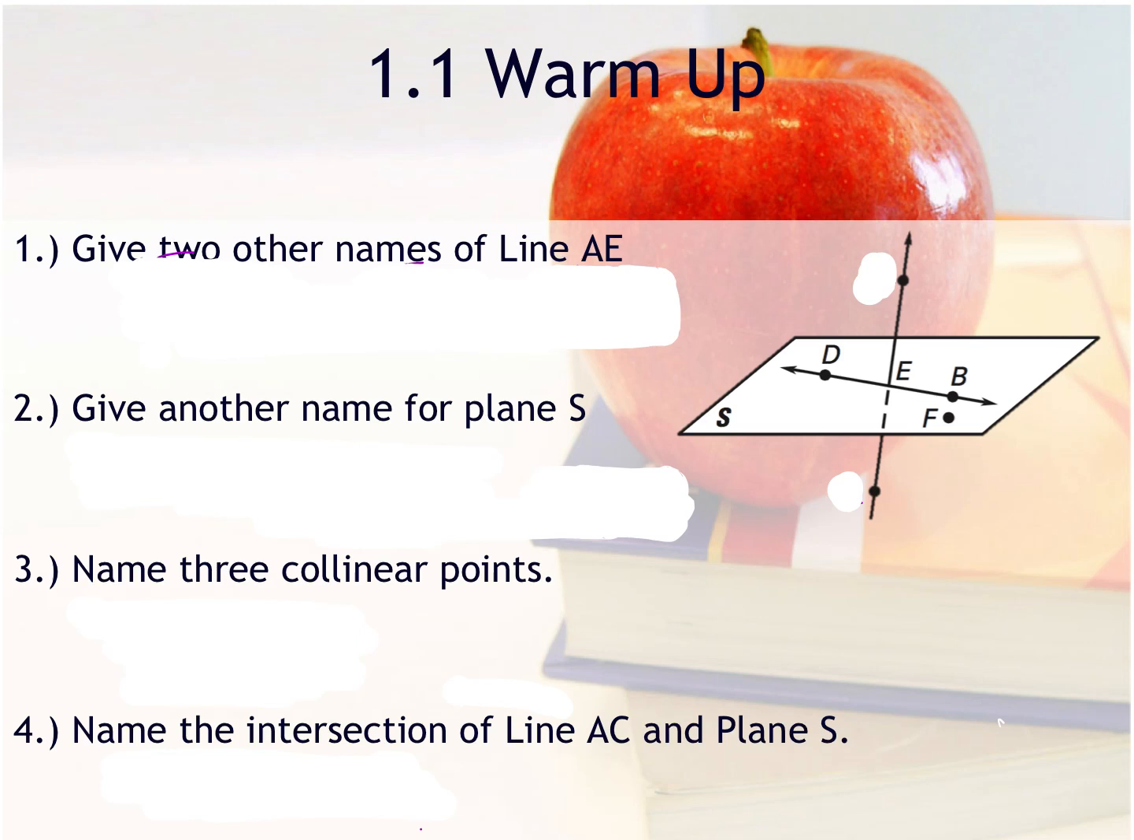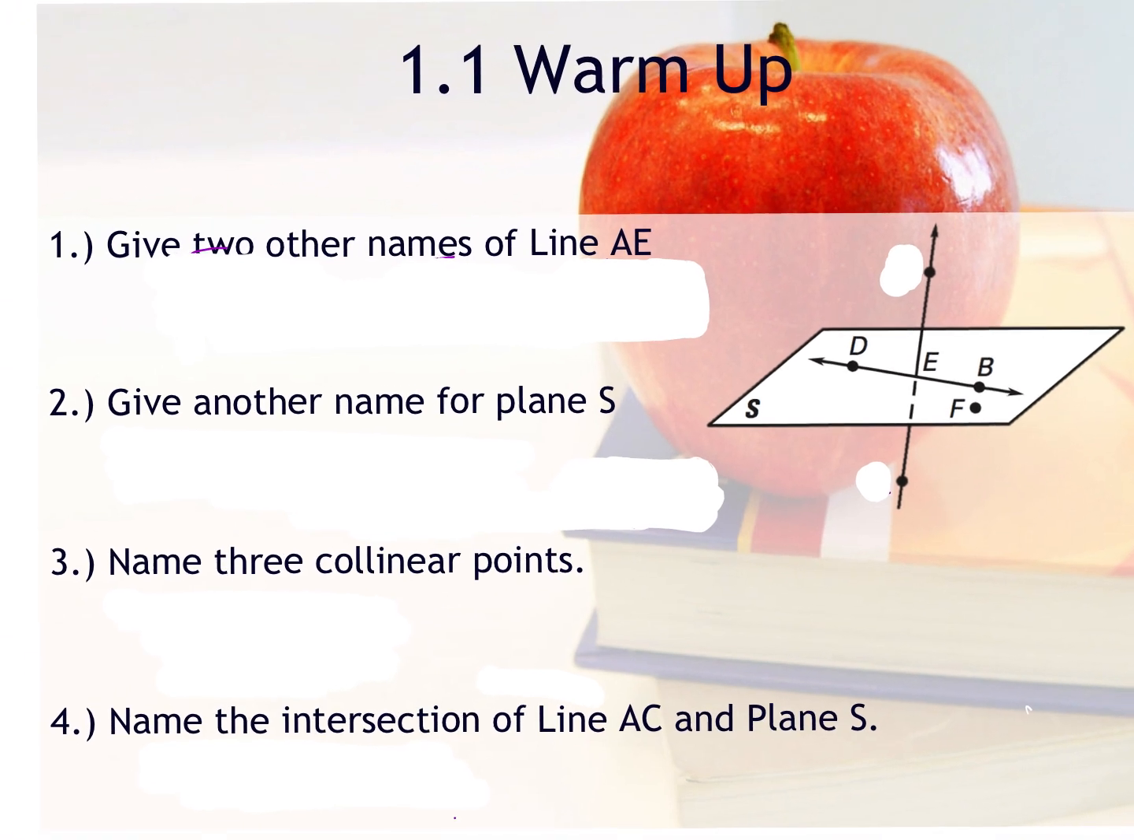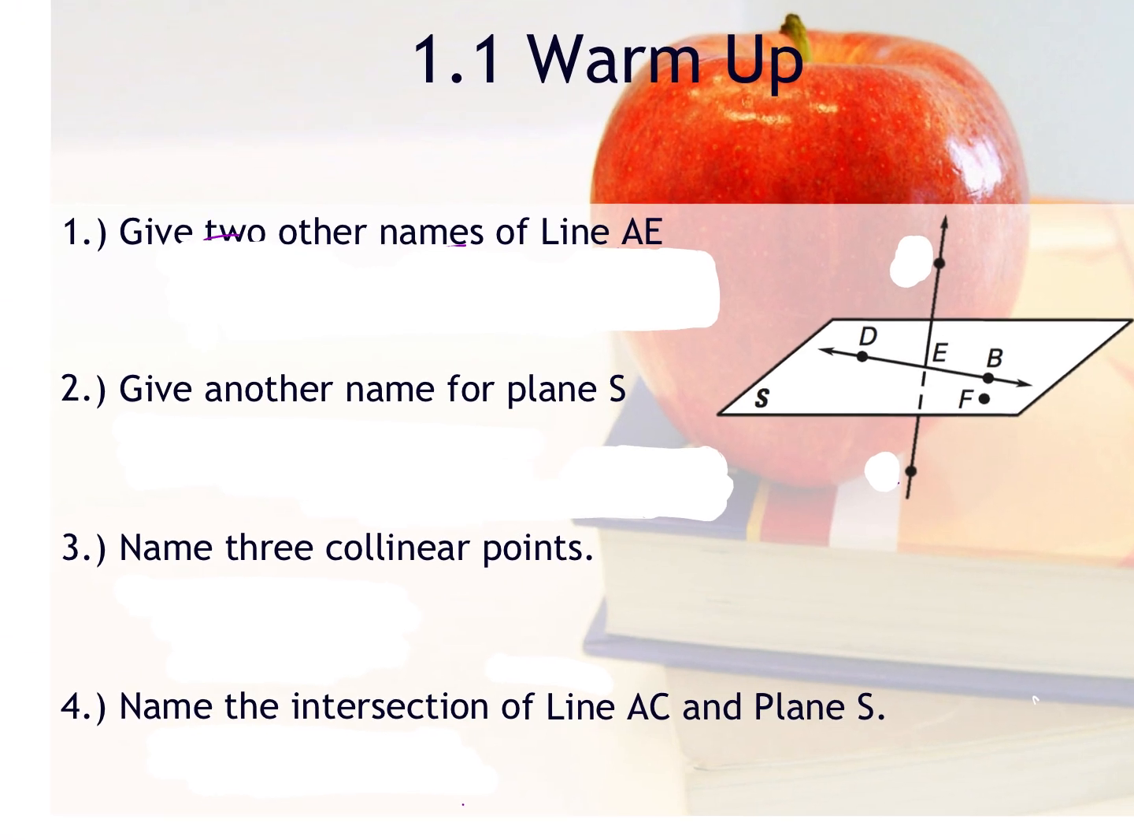Okay, so this video is going to go over the answers to the first 3 warm-ups for chapter 1. For this one, it wants us to give 2 other names for line AE. Let me go ahead and clarify here. This is A, this is C, and then it has arrows on either end here. Notice the S over here does not have a point next to it, so that is actually naming the plane. So 2 other names for line AE.